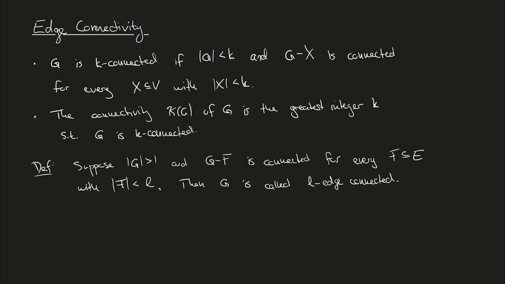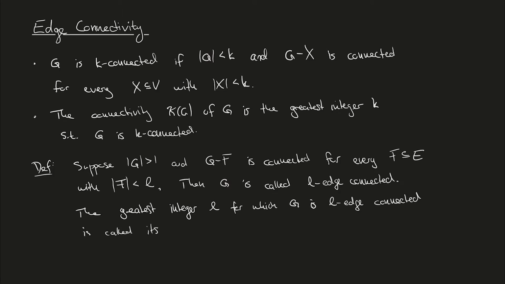Similar to the case above, we now go on to define the edge connectivity of a graph. So the greatest integer L for which G is L-edge-connected is called its edge connectivity, and we denote it by lambda of G.